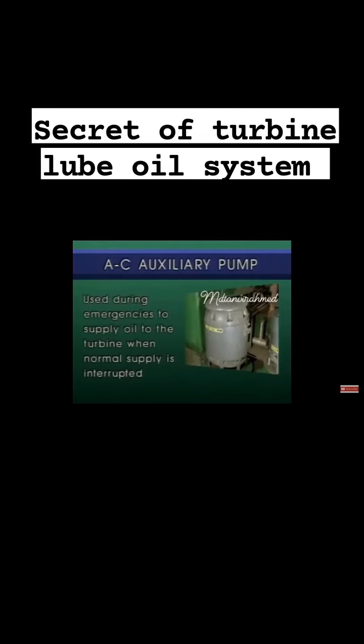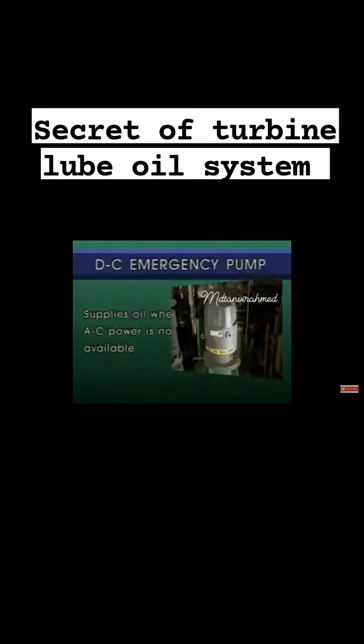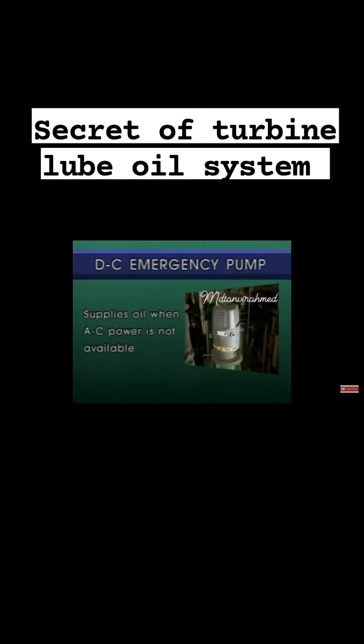It can also be used during emergencies, such as a trip, to supply oil to the turbine when the normal oil supply is interrupted. The DC emergency pump is a battery-operated pump that is designed to supply oil when AC power is not available. It is not intended to circulate oil during continuous operation. It supplies only enough oil to allow the turbine to coast down without damage if all AC power is lost.